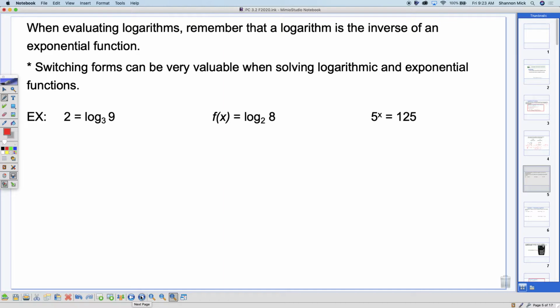So in here I just said switching forms can be very valuable when solving logarithmic and exponential functions. When you say, I don't know how to do number 38, I ask, well, what form is it in? Logarithmic. So what should the first thing you did probably be? Switch it to exponential.